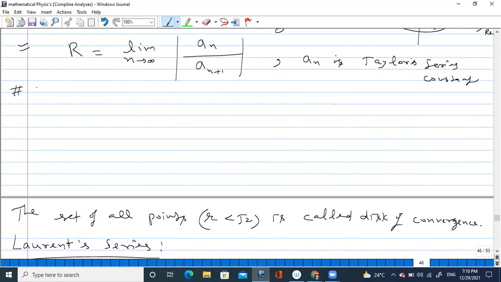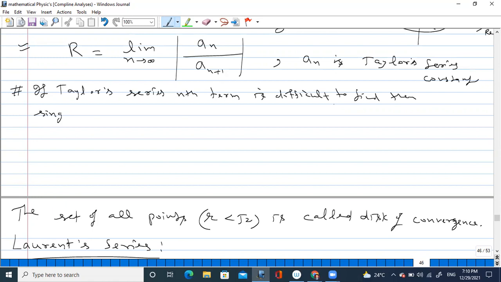You can write, if the Taylor series nth term is difficult to find, then the singularity nearest to point Z0 gives the radius of convergence. Okay, so this method you can utilize there.